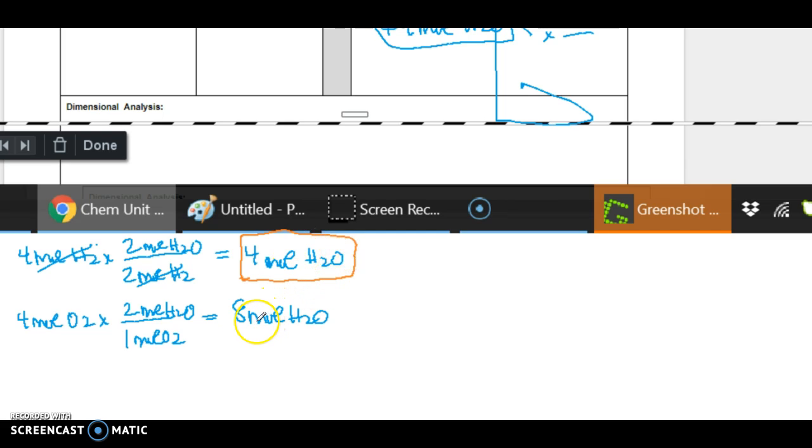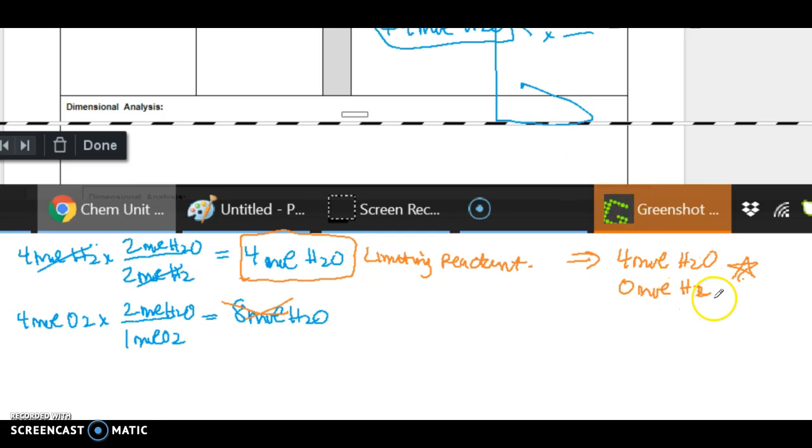I can't make 8 moles. That'd be great, but I can't, because the hydrogen can only make 4 moles. So hydrogen becomes the limiting reactant because it's going to run out first. So I know at the end I'm going to get 0 moles of hydrogen and 4 moles of water, because that's all that I can make. I can't get to 8, that's too much. Then the other thing it'll ask is, how much oxygen is left over?